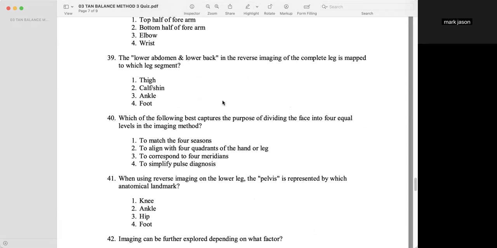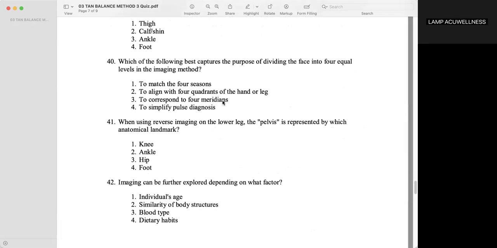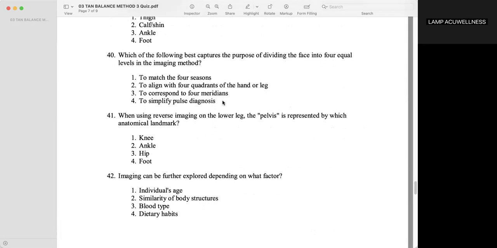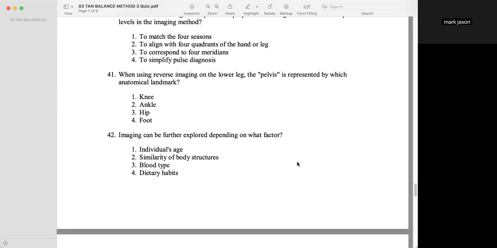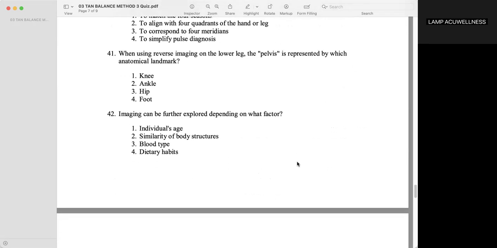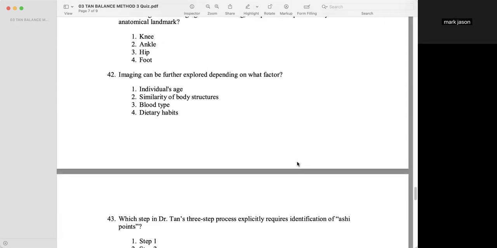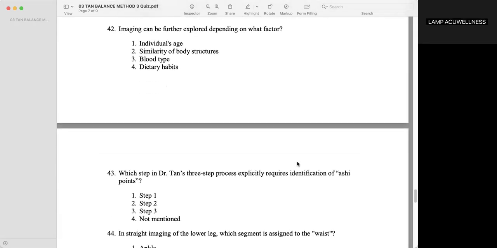Number 1, the thigh. Which of the following best captures the purpose of dividing the face into 4 equal levels in the imaging method? Number 2, to align with 4 guardians of the hands or leg. When using reverse imaging on the lower leg, the pelvis is represented by which anatomical landmark? Number 1, the knee.